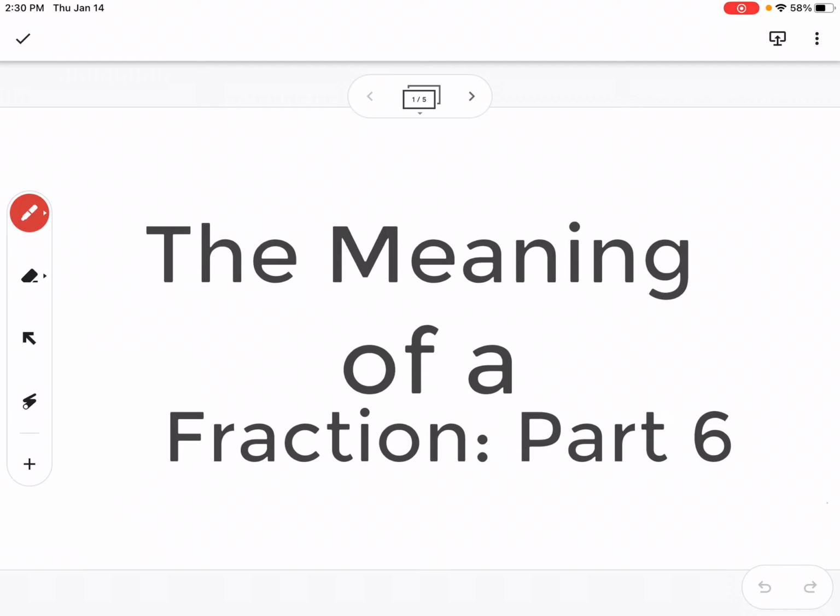Well, this might be the grand finale. So this is the meaning of a fraction, part 6, understanding fractions and seeing how they show up on a ruler.